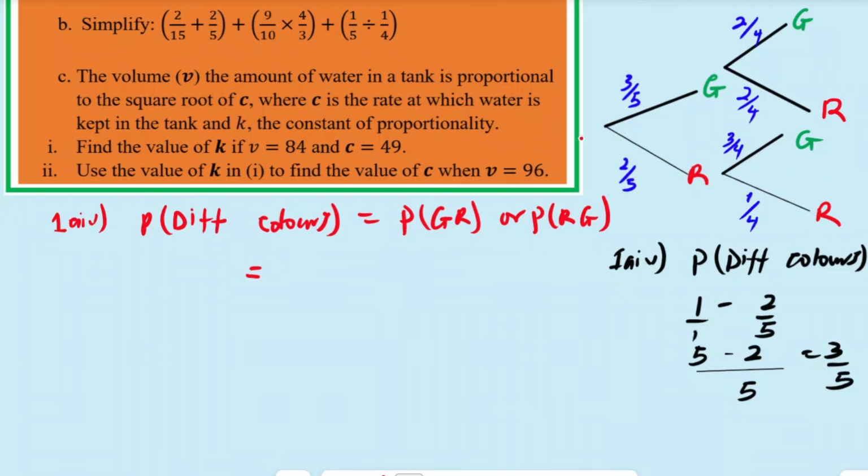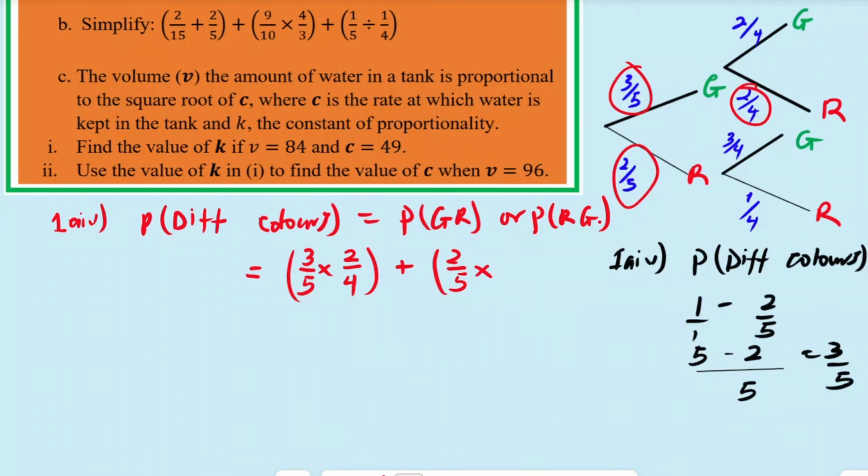So we have the probability of a green ball in the first selection is going to be 3 on 5. So we have 3 on 5 here, times the probability of a red ball in the second selection. That's going to be 2 on 4. So you have 2 on 4. Now, OR means plus. So we have plus here. Let's come to this one. Probability of getting a red ball in the first selection. That's going to be 2 on 5, this one. So you have 2 on 5 times a green ball in the second selection.